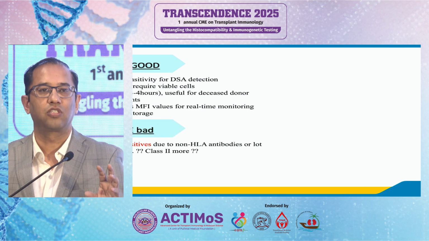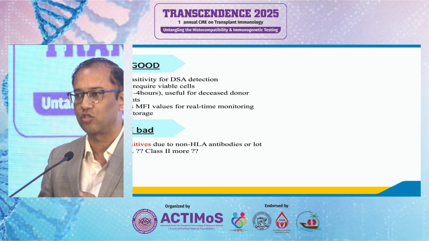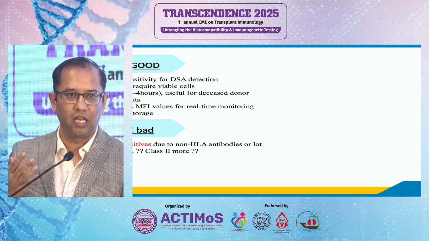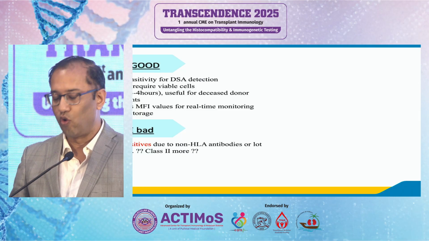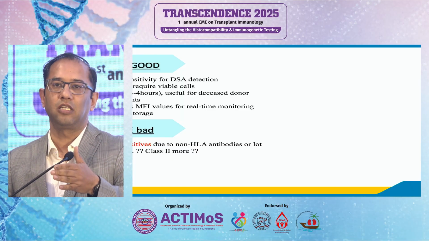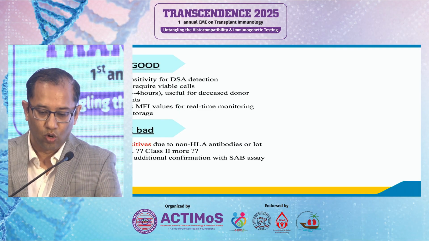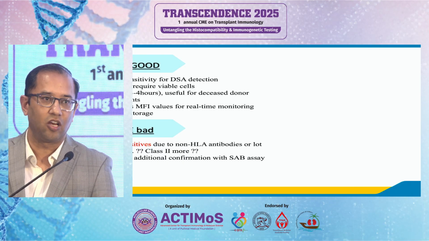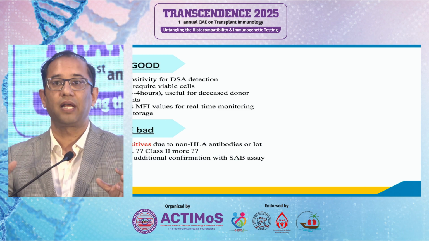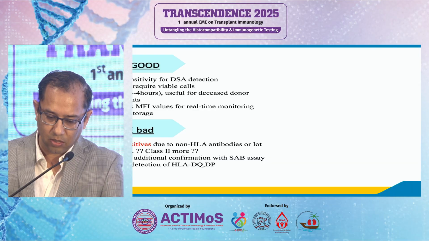The bad is that it gives some false positives. We all know that. We were discussing that in the morning as well. Luminex crossmatch gives false positives, especially in class 2. That is what we came across in our study also. There were 4 to 5 cases in those patients in which single antigen bead was negative and donor Luminex crossmatch was positive for class 2. So it requires additional confirmation with SAB assay. Obviously, no one test is the answer. You have to have multiple tests or an algorithm in place to actually go ahead and predict the transplant outcome.